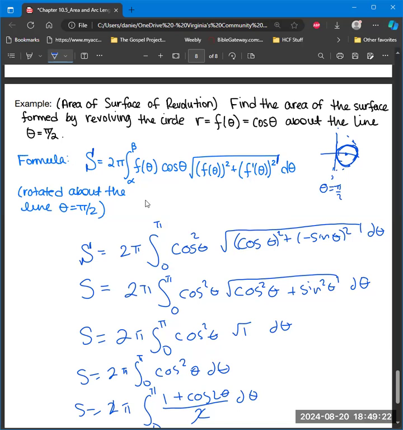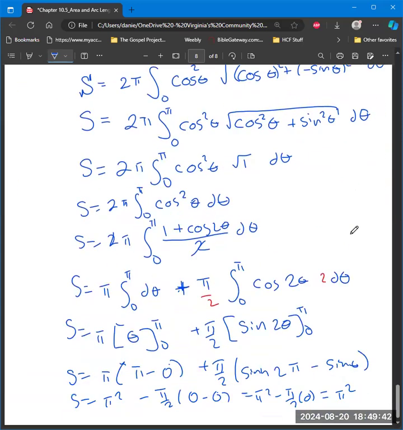So cosine times cosine is cosine squared. The square root of cosine squared plus a negative sine quantity squared is going to be plus sine squared d theta. Sine squared plus cosine squared is 1, leaving us with nothing but a cosine squared on the inside, to be reduced with a power reducing formula: 2 pi integral 0 to pi of 1 plus cosine of 2 theta over 2. This 2 and that 2 can cancel, leaving pi times the integral of 0 to pi of d theta, plus pi times the integral 0 to pi of cosine of 2 theta d theta.